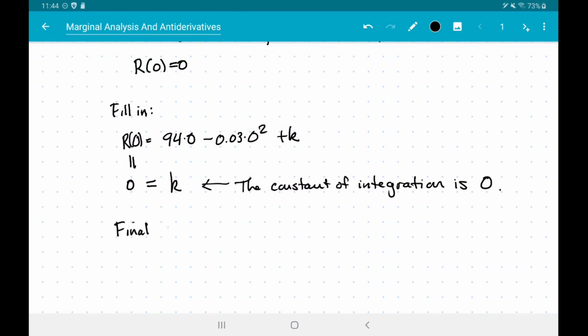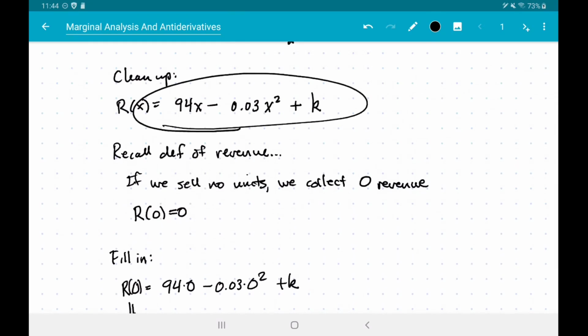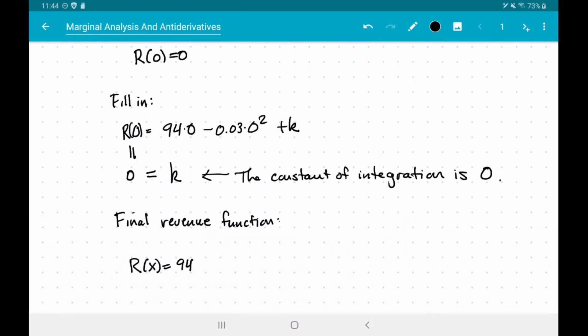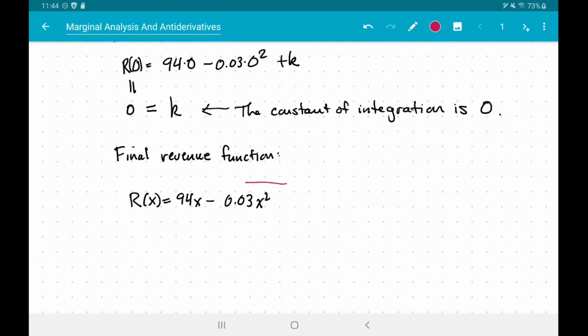So then the final revenue function is just R of x equals, and I'll just write this again, but fill in k equals 0. So 94x minus 0.03x squared. And this is the thing that you would type into Hawks, for example, to put in for your final answer.